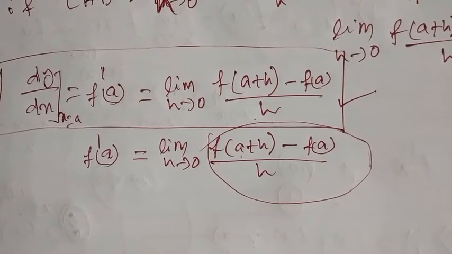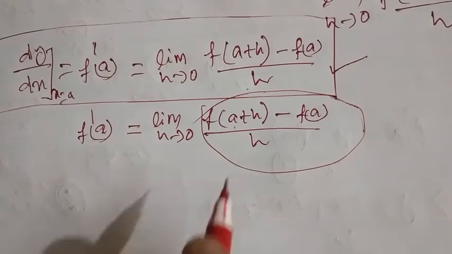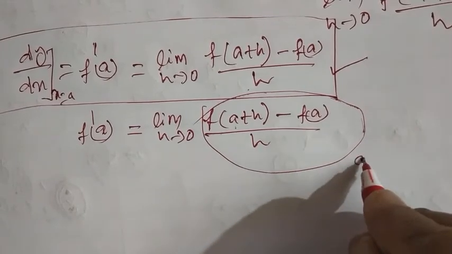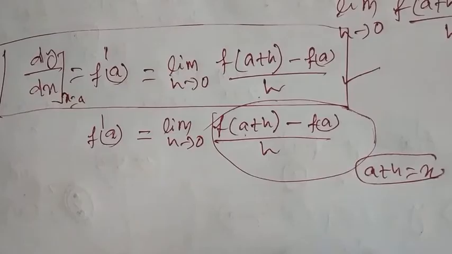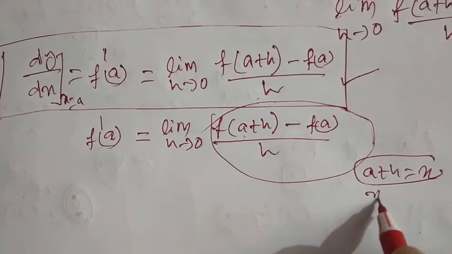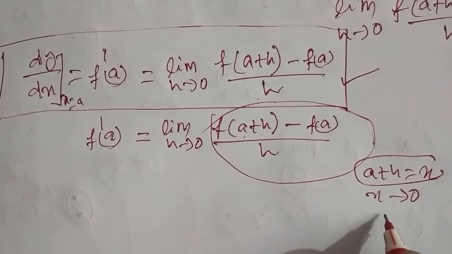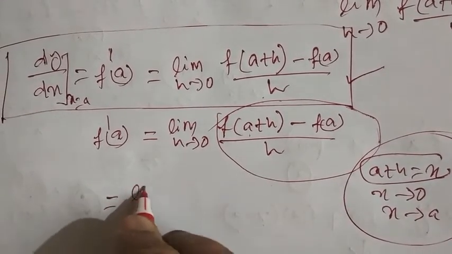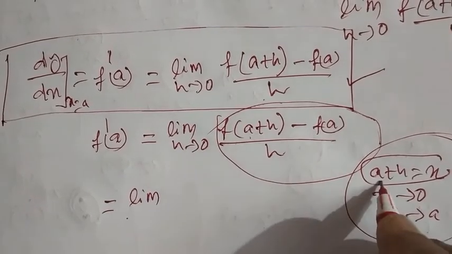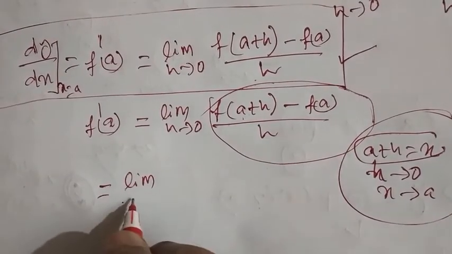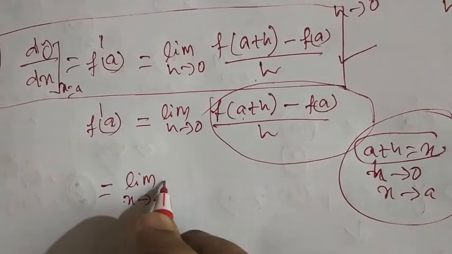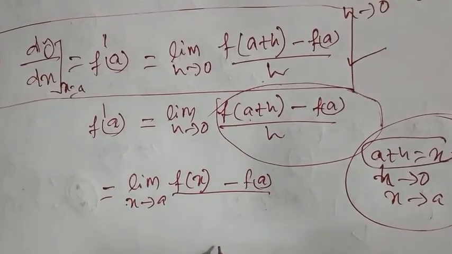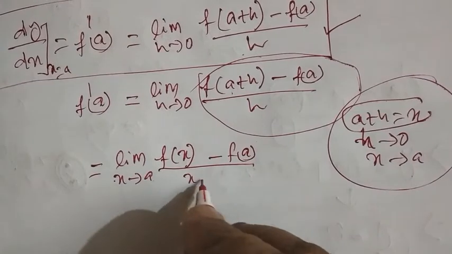Now come to the idea I am using. Let a plus h be x. Then you see, when h tends to 0, x tends to a, or not? So I can write this as limit x tends to a of f(x) minus f(a) by h. What shall I write for h? Obviously it is x minus a.